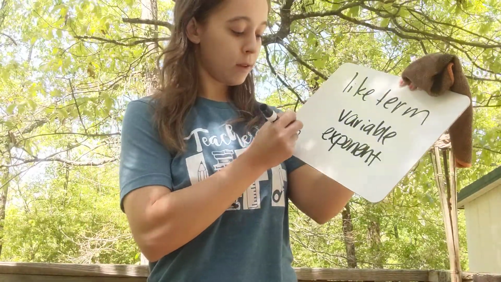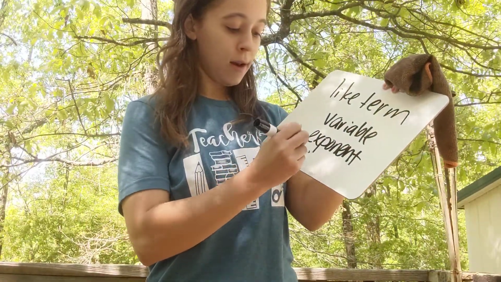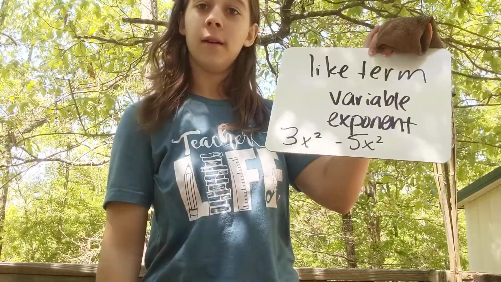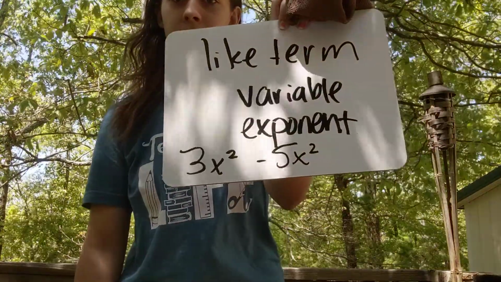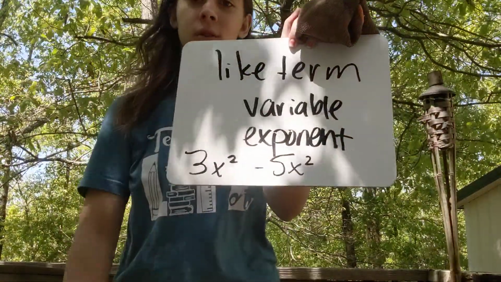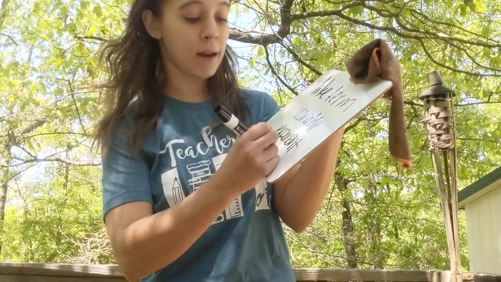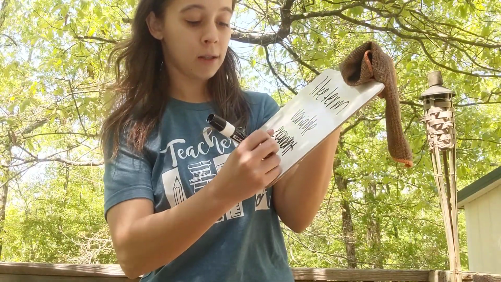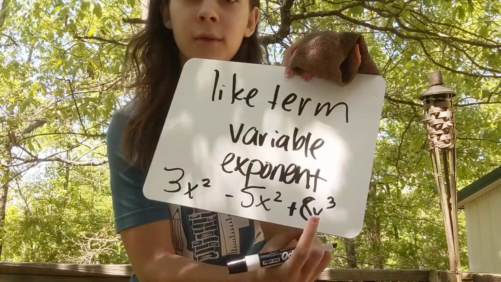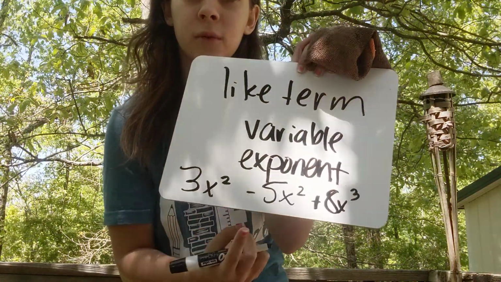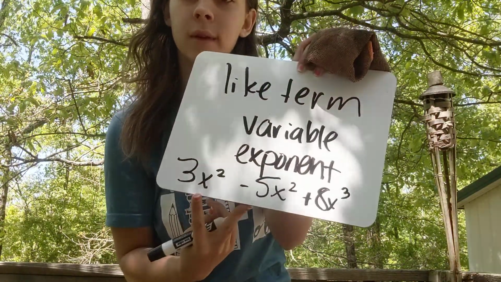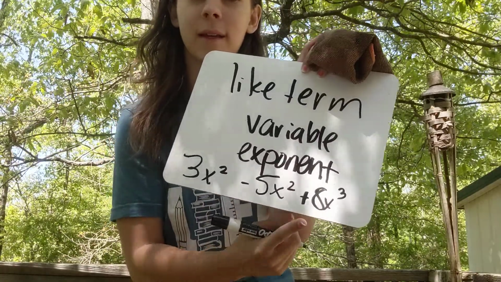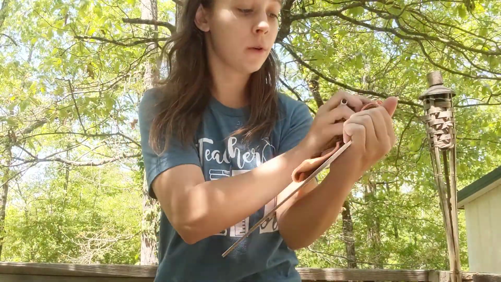So if I'm looking at 3x squared and negative 5x squared, they both have an x for the variable, they both have a squared for the exponent, those are the same. However, if I'm also looking at an 8x cubed, well, this one has a 3 in the exponent, these have squared in the exponent, so these two can be combined, but this one cannot. Alright, let's look at an example real quick.